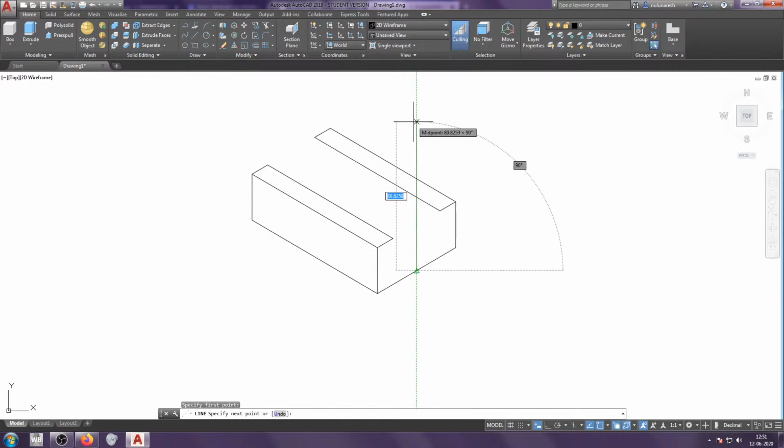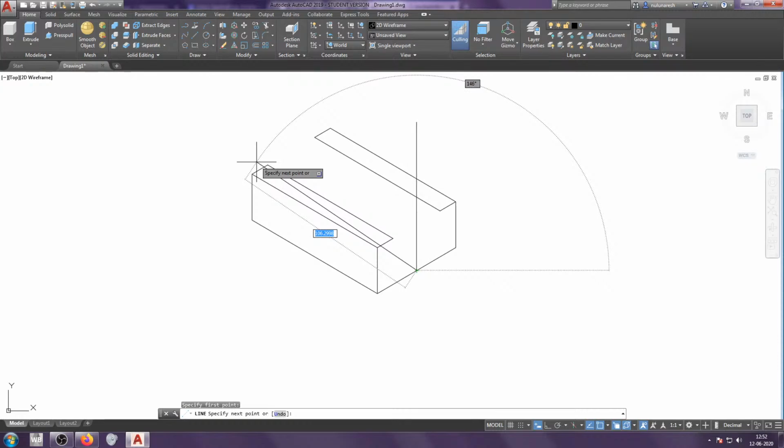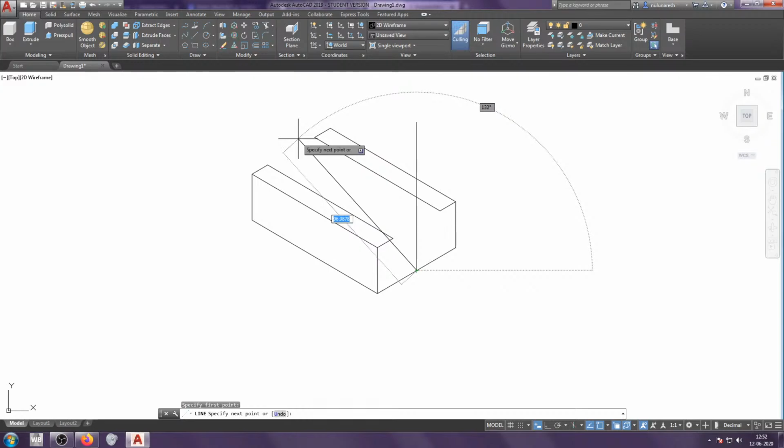From this midpoint I'm going to draw a vertical line. I'm going to divide this one into 60 and 60. So which means if it has to be 60 means the angle has to be 120, right? So then only, so I'm going to take a dimension of 90 at 120.